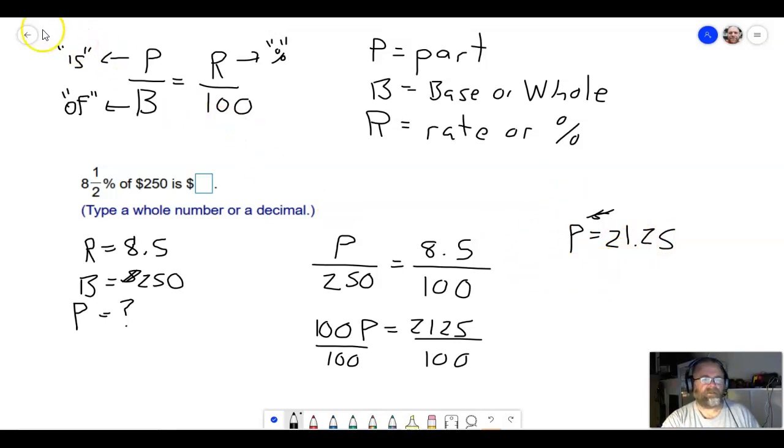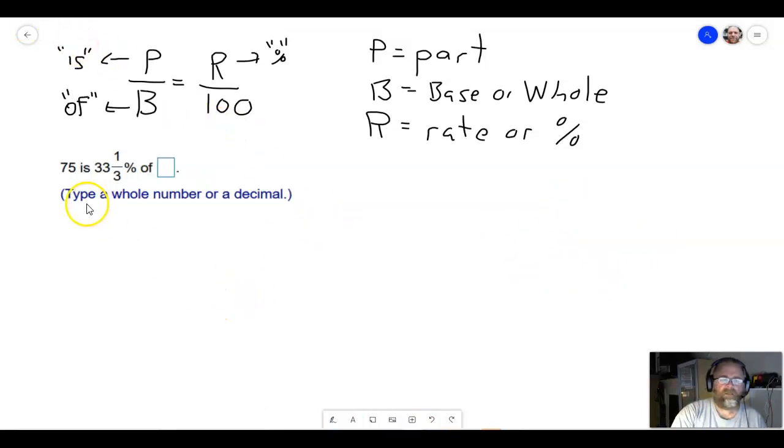All right, let's take a look at another example. Okay, 75 is 33.33% of blank. So let's go ahead and do the same thing. And remember, it's always a good idea in these videos, if you can, go ahead and pause the video after you see the problem and see how far you can get on it and work it out. All right, so we are going to start with this. So this is 75 is, so that's my is part, so that's going to be my P there.